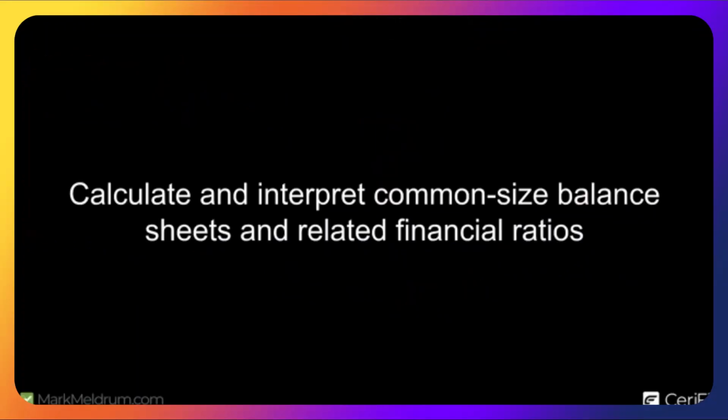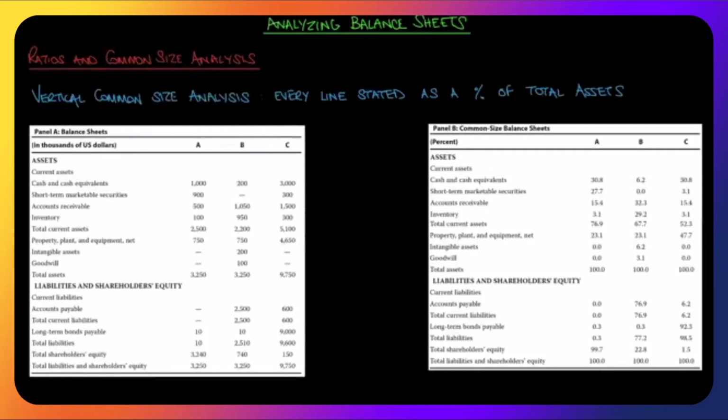So the final LOS: calculate and interpret common size balance sheets and related financial ratios. Not to sound like a broken record, but I said there wasn't too much in this reading to worry about. You've also seen common size analysis in the pre-read. We just need to have a quick look and make sure we know how a common size balance sheet works. We saw in the income statement learning module, if you've hit that already, that we'd state every line as a percentage of revenue. In the cash flow statement, you can take every line as a percentage of either revenue or outflows and inflows. In the balance sheet, every line is stated as a percentage of total assets.